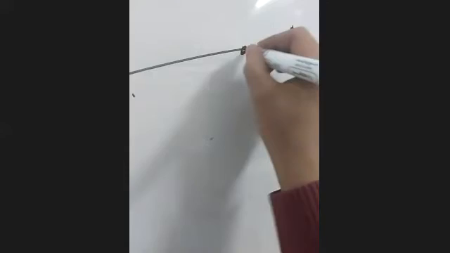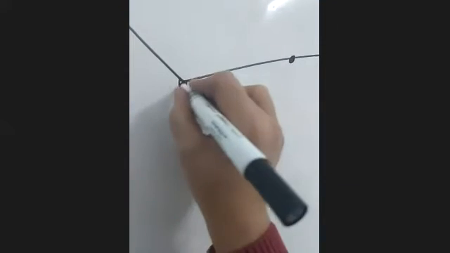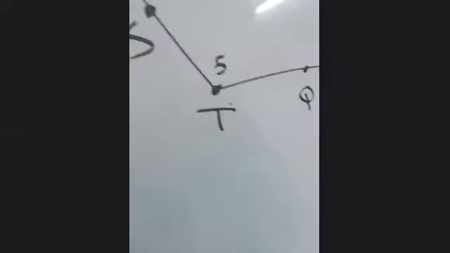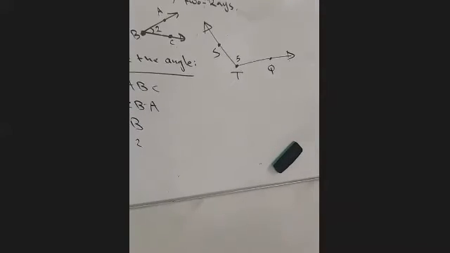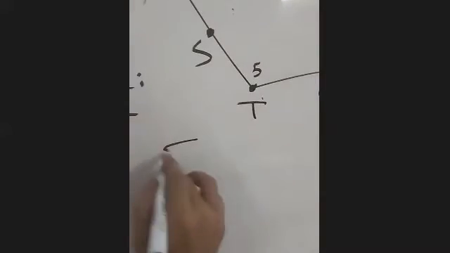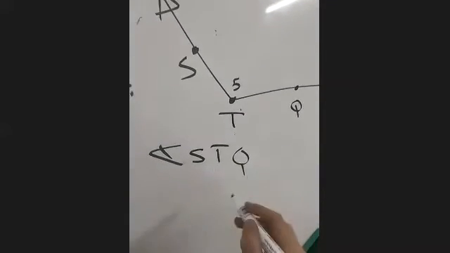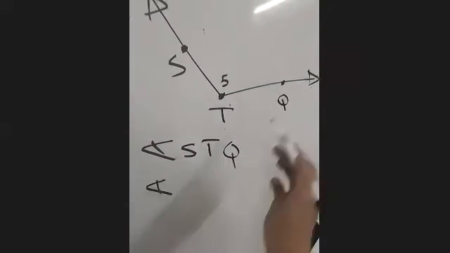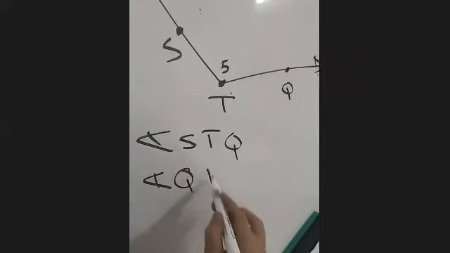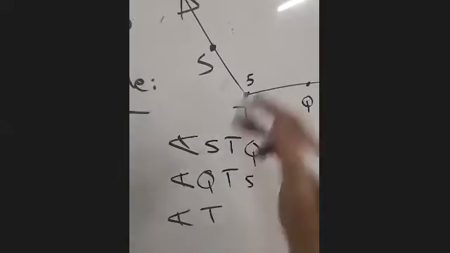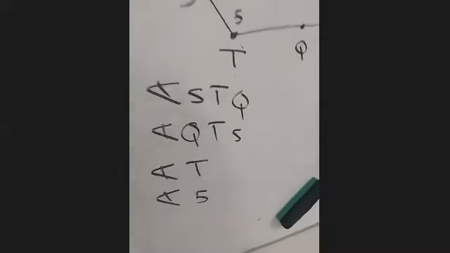For example, if I have this angle, I can say angle STQ, or I can say angle QTS. I can say angle T alone. I can say angle 5 alone. Okay?